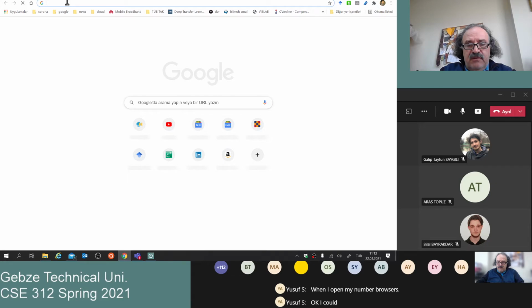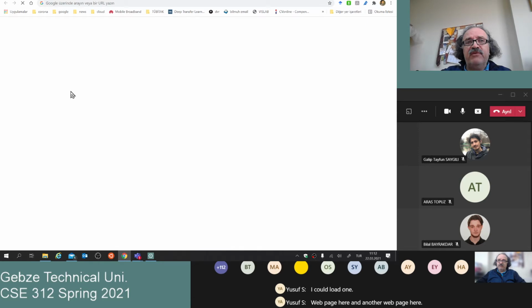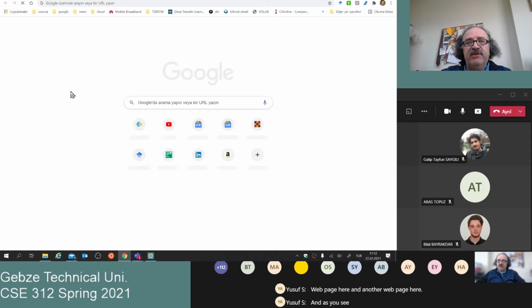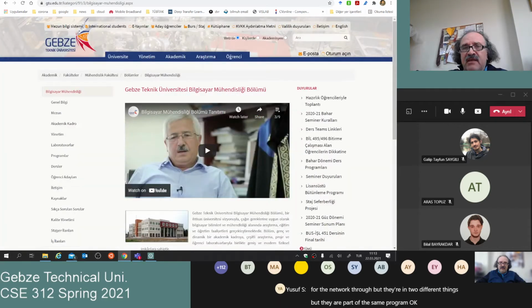web page here and another web page here, and as you see, both of them are loading at the same time. This one is having lots of difficulty accessing the web. This one is having the same difficulties, but they are running their own difficulties. I bet this one is being blocked all the time because it's waiting for the network, and this one is waiting for the network too. But they are doing two different things, but they are part of the same program.